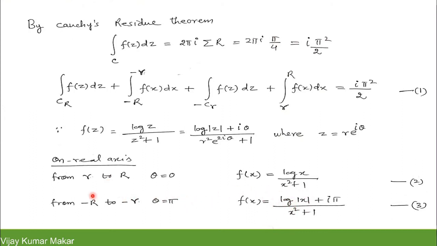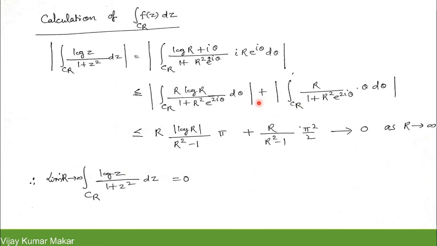When we take the function from r to capital R, we use this function, and when we take it from minus R to minus small r, the value of the function is this. First we calculate the integration over CR of f(z) dz, and then the integration from r to capital R of f(x) dx. So first we calculate this: the integration over CR of f(z), log z upon 1 plus z squared, dz.